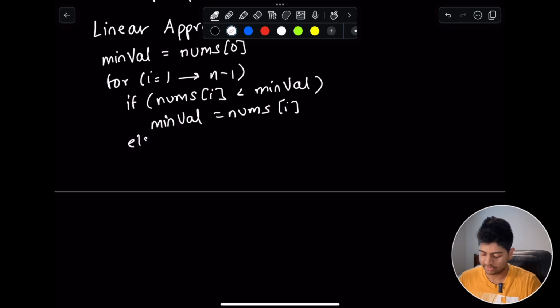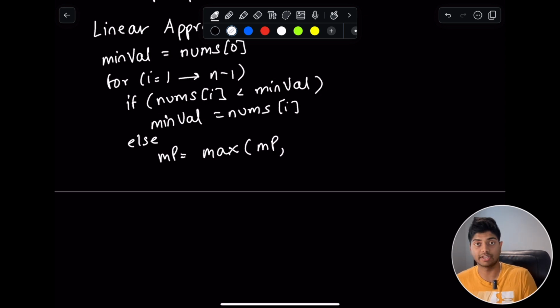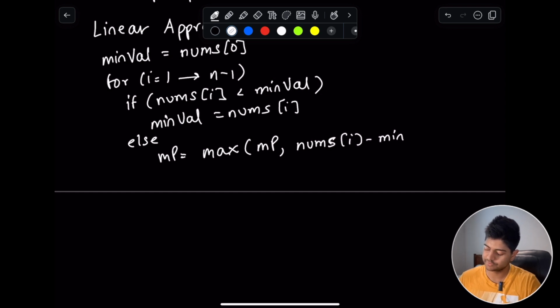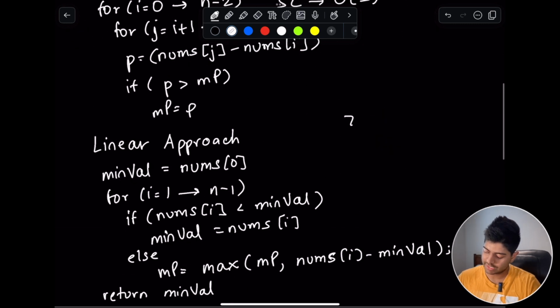Now, if it's not, let's see if we have profit. So MP, we can just use max again. Remember, this i is the day we're going to sell, and the minimum value is the day we're going to buy. So nums at i minus min value, and whichever is larger will be stored at our max, and then we can return this.